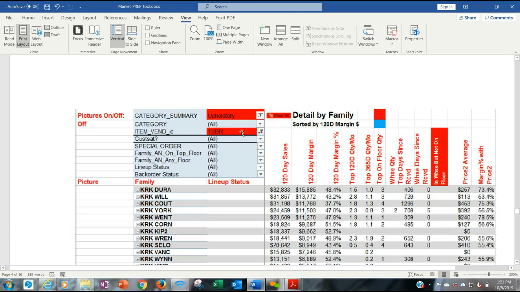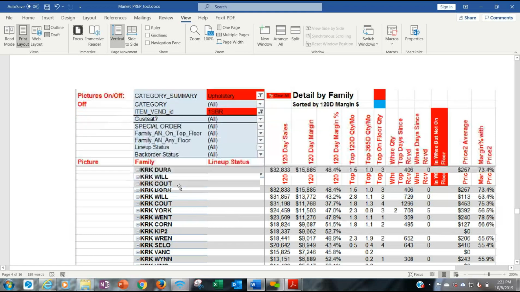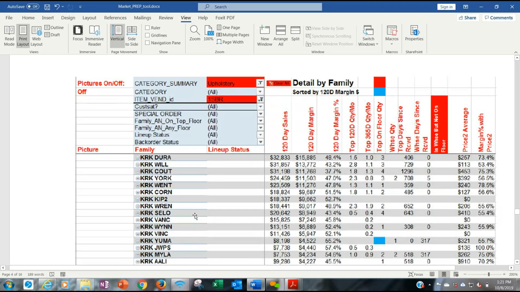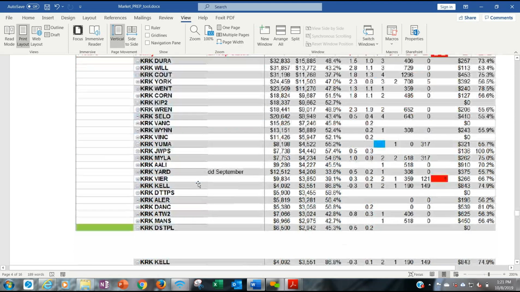And then the last one is Smith Brothers. We private label Smith Brothers Kirkwood, so that's why you see the KRK at the bottom there in the family naming. Smith Brothers doesn't have a showroom, so it's probably not a good example. But if Smith Brothers had a showroom, again, I'd understand what families are performing based on 120-day margin dollars.